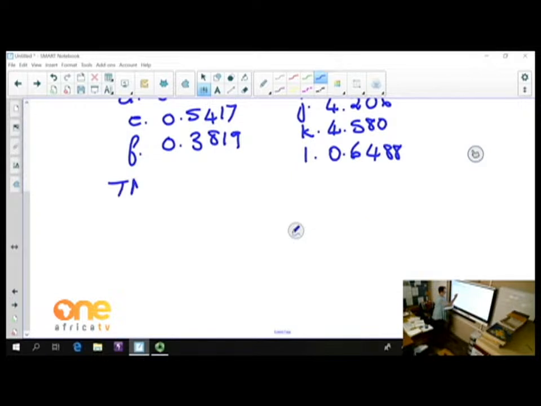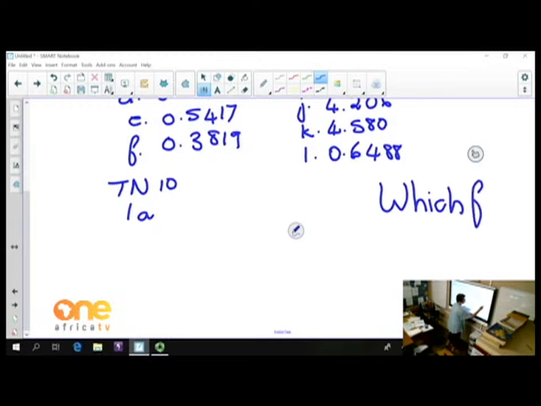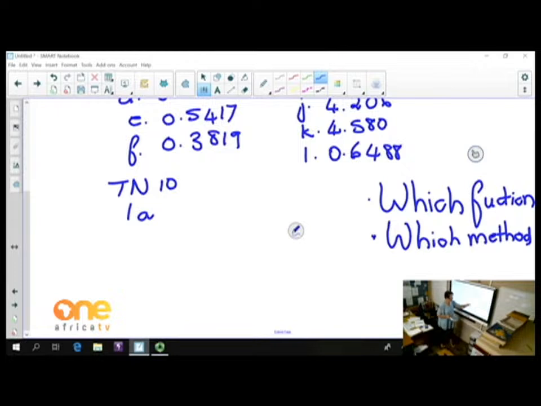So now we come to try now 10. Find the value of the unknown in each of the following. Now we're going to ask ourselves the 2 questions. Which function and which method? I'm going to show you the methods now to do this. But we need to choose the correct function. So what do I mean by that? Sine, cosine, or tan. How are you going to know? Look at the sides. The sides will tell you. If you don't understand, go back to the previous lessons.